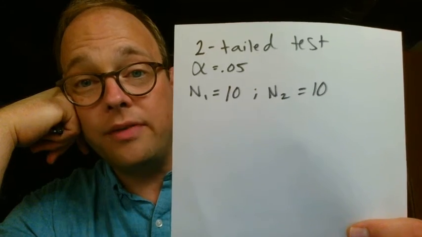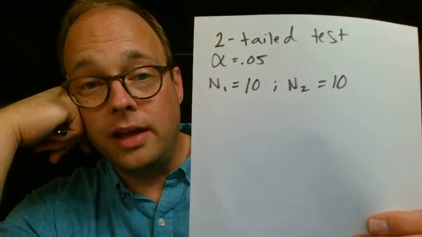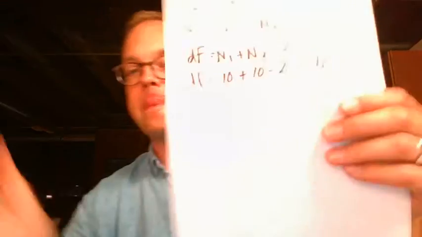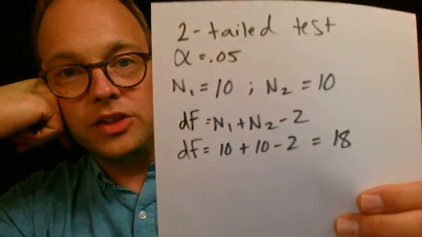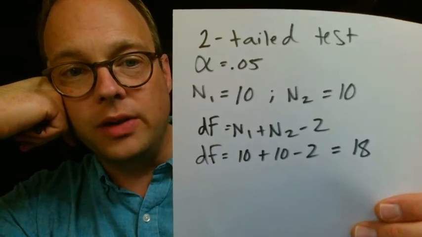Two-tailed test at the 0.05 level, n sub 1 equals 10, n sub 2 equals 10. Well, degrees of freedom, I know you can probably do this in your head, but I'm going to do it right here with you. Degrees of freedom equals n1 plus n2 minus 2, which equals 10 plus 10 minus 2, which equals 18. So we've got a two-tailed test at the 0.05 level. Degrees of freedom are 18. So let's consult the t-table. You do the same with your copy, and we will go from there. Two-tailed test, 0.05 level, 18 degrees of freedom.